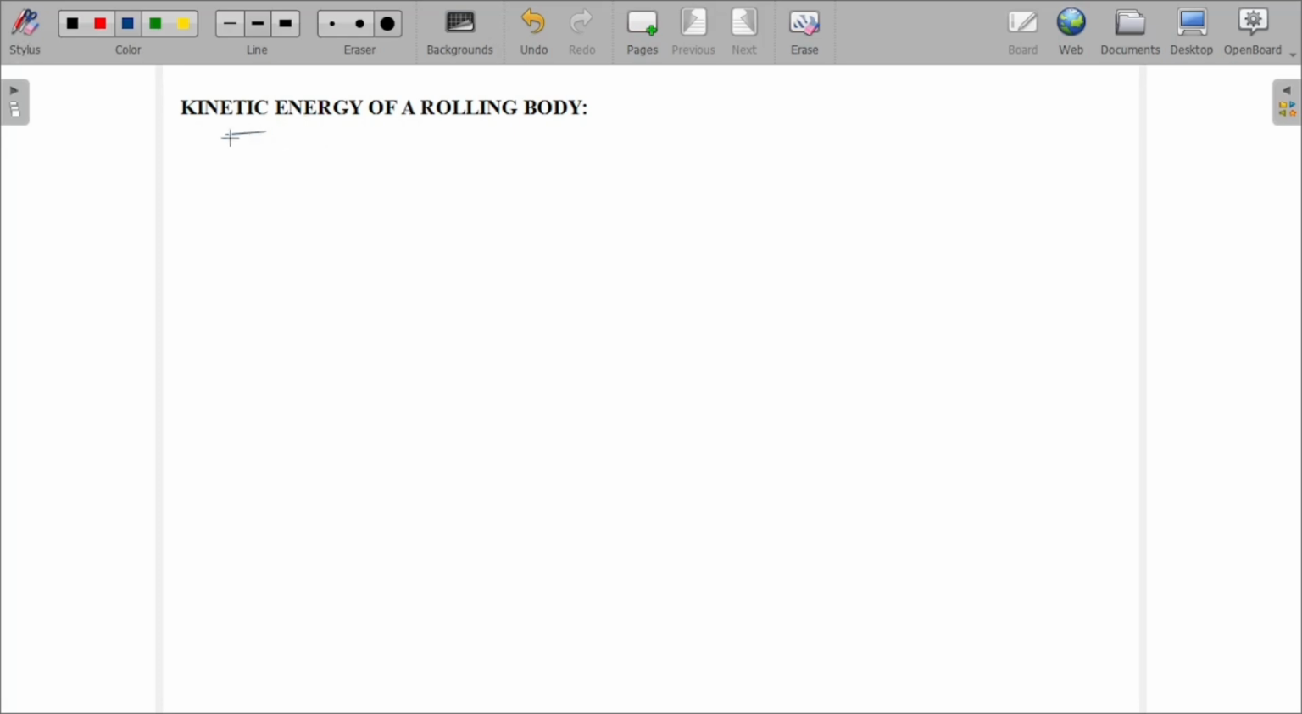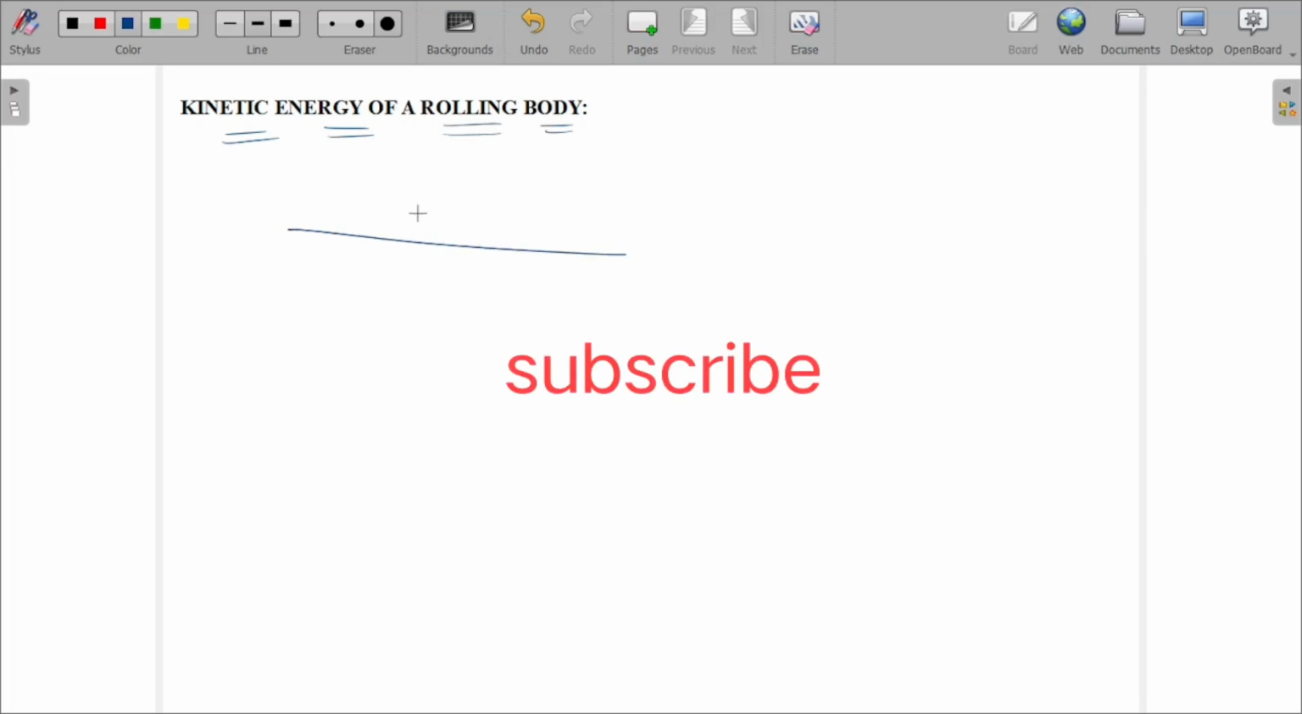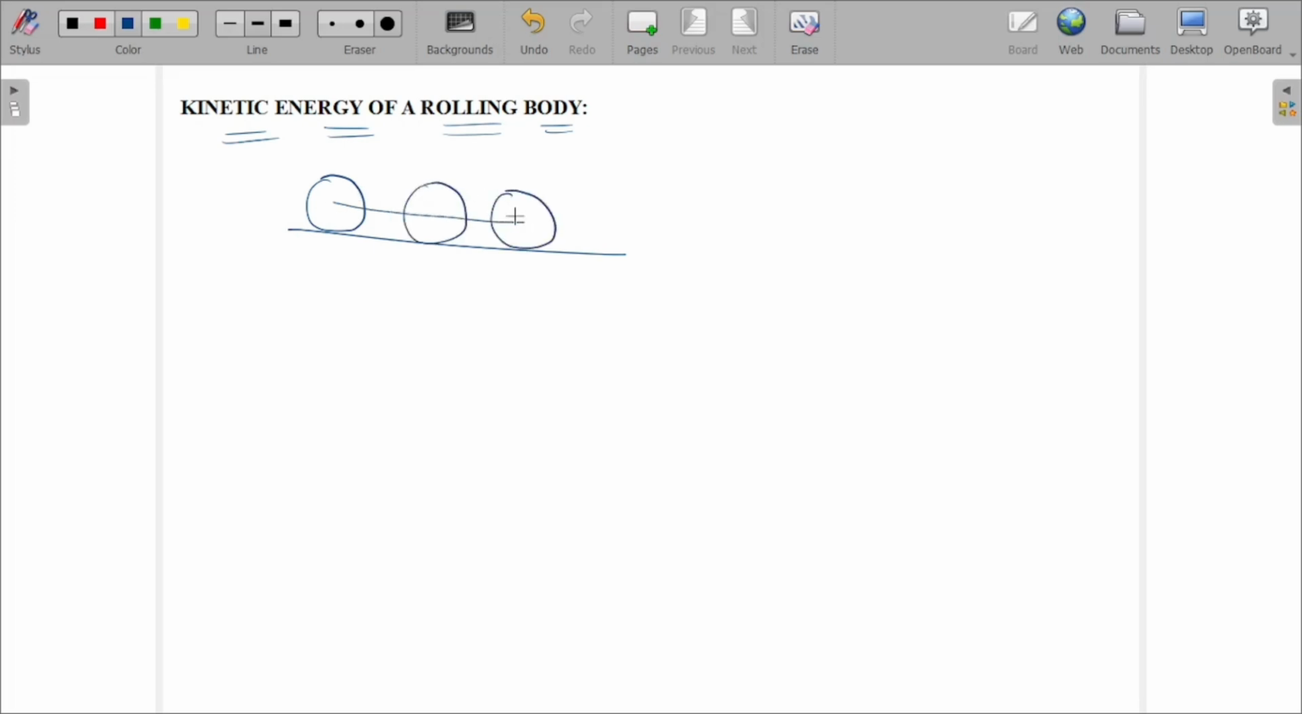So next concept, kinetic energy of a rolling body. Let's consider a surface. On the surface there is a spherical ball which is placed on it. What will happen? It will roll and it will come to these positions.